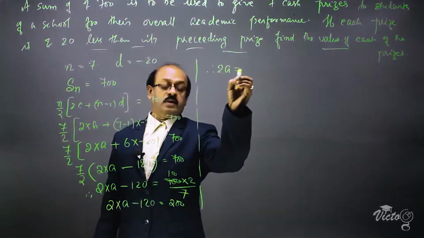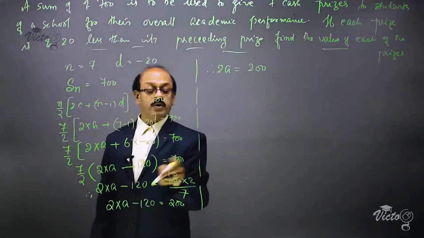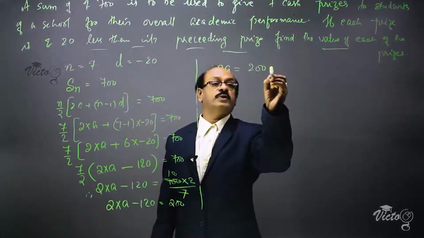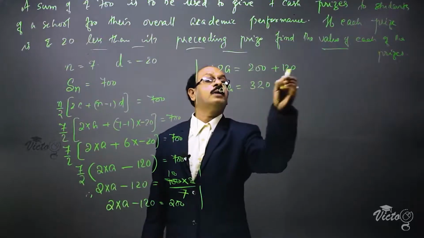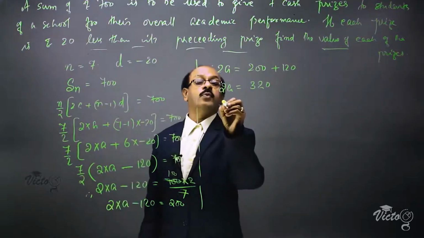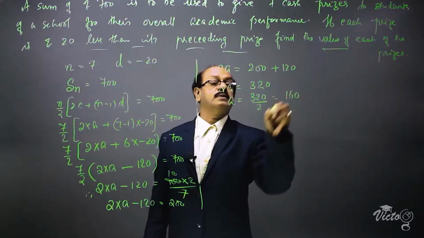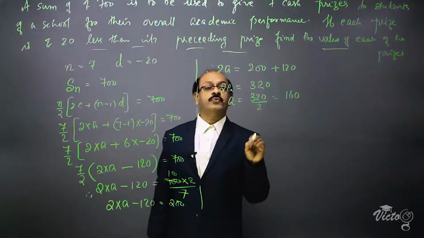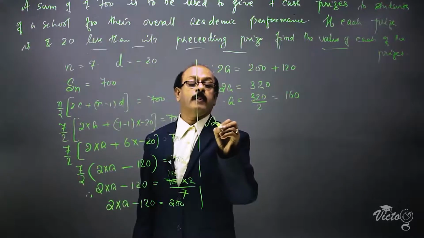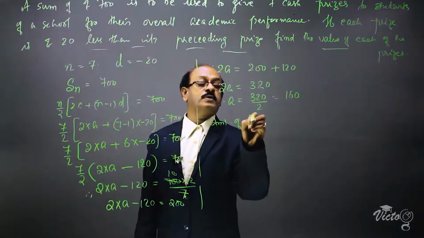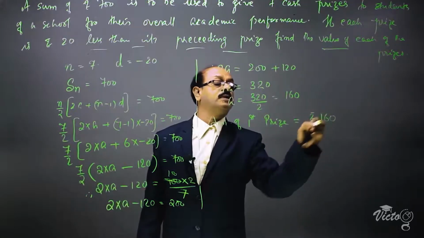Therefore 2a is equal to 200. We are changing minus 120 to the right side of the equal sign. It is plus 120. 2a is equal to 200 plus 120. It is 320. Therefore a is equal to 320 divided by 2. It is 160. That is, the value of the first prize is rupees 160. Amount of first prize is equal to rupees 160.